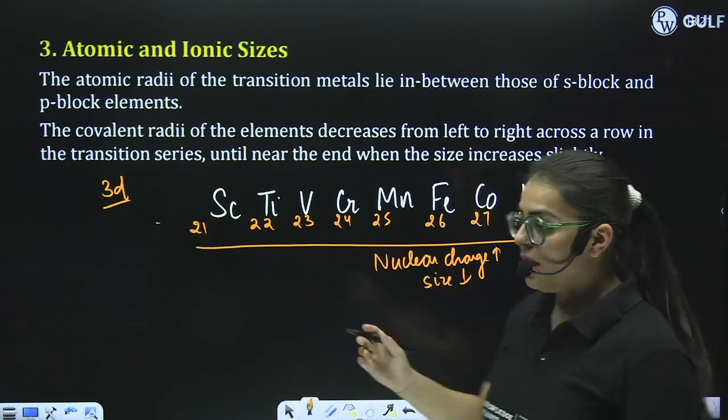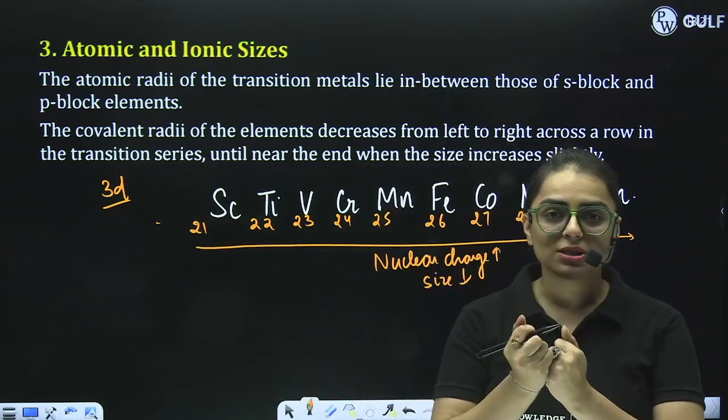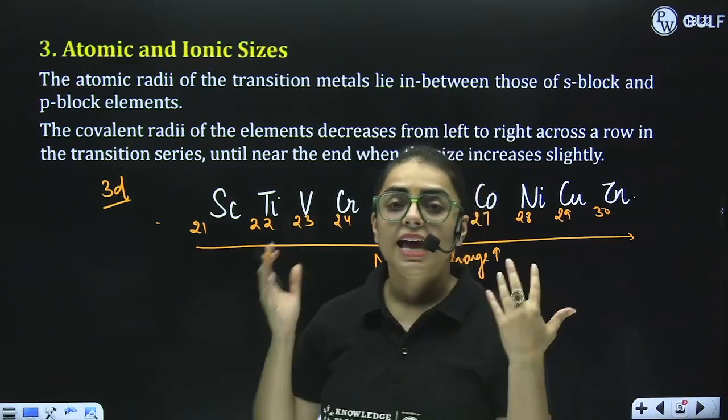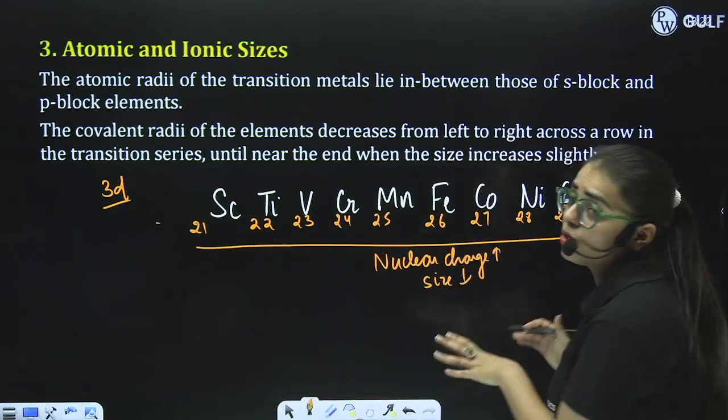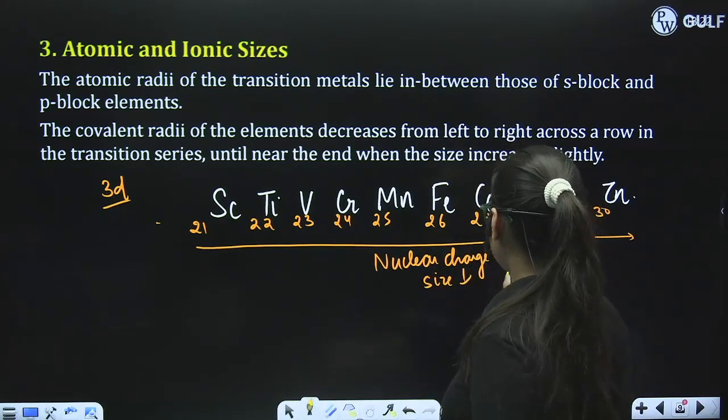Why does this happen? Because if the nucleus is exerting some force on the outermost electrons, it is pulling the electrons towards itself. So the distance from the center to the outermost shell will decrease. Hence the size is going to decrease. This is the general order. But it is not true in this case.